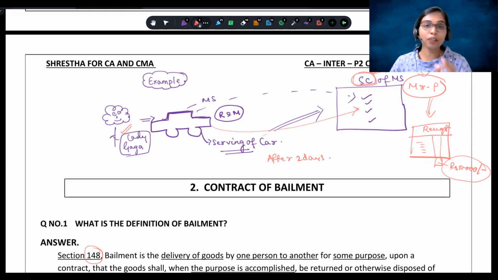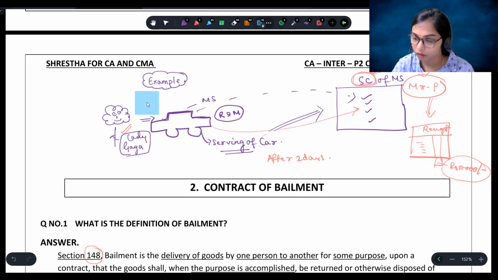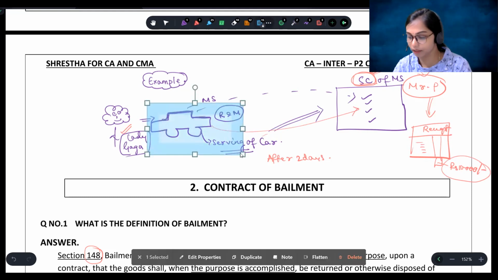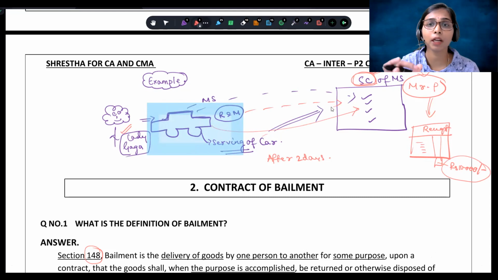Now, when you are delivering the goods, what is delivering of the goods? This is the goods, right? So when you're delivering this goods to the service center, are you giving your car to him for the whole time? No, you're not giving the car to him for the whole time. You're giving the car for a particular purpose. What is the particular purpose? The purpose here is repair and maintenance and servicing of the car.